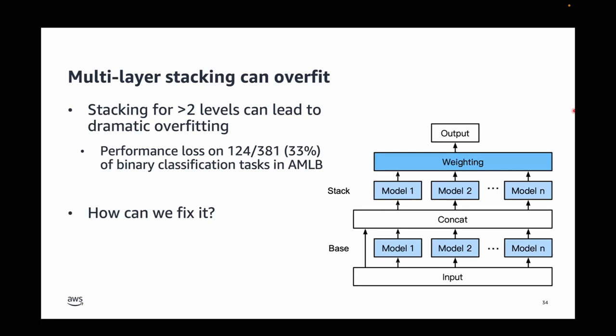That happens because of this information leak. If you do cross validation two times on the same dataset, it's not cross validation anymore, because you have seen the data previously.